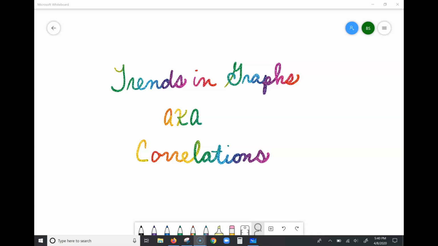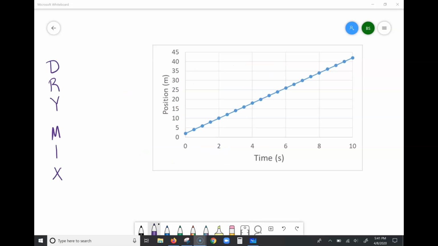Today we're going to talk about trends in graphs, also known as correlations. Let's review a couple of important things before we talk about trends. Remember the mnemonic tool DRY MIX.